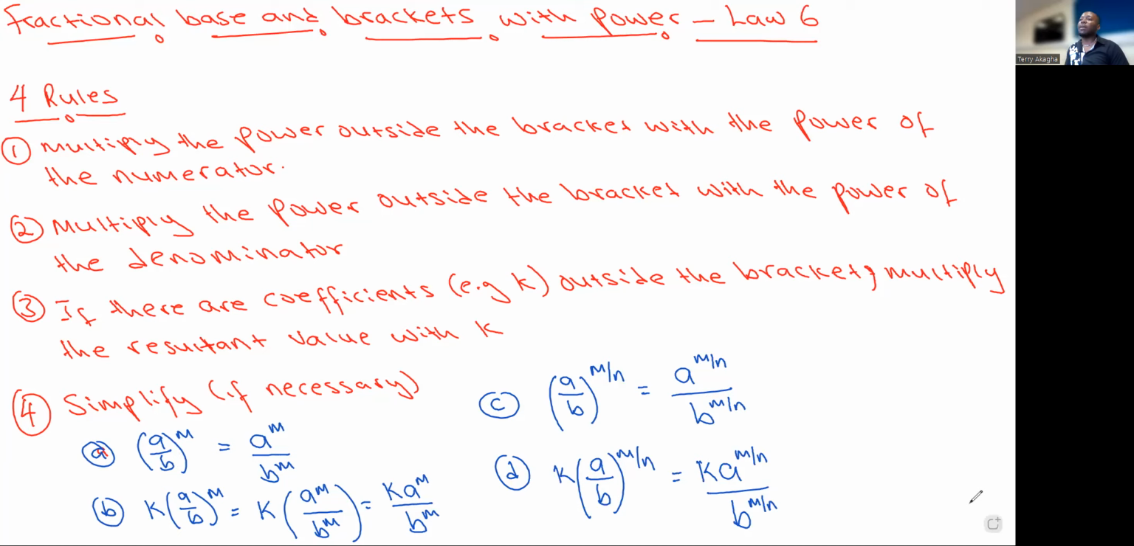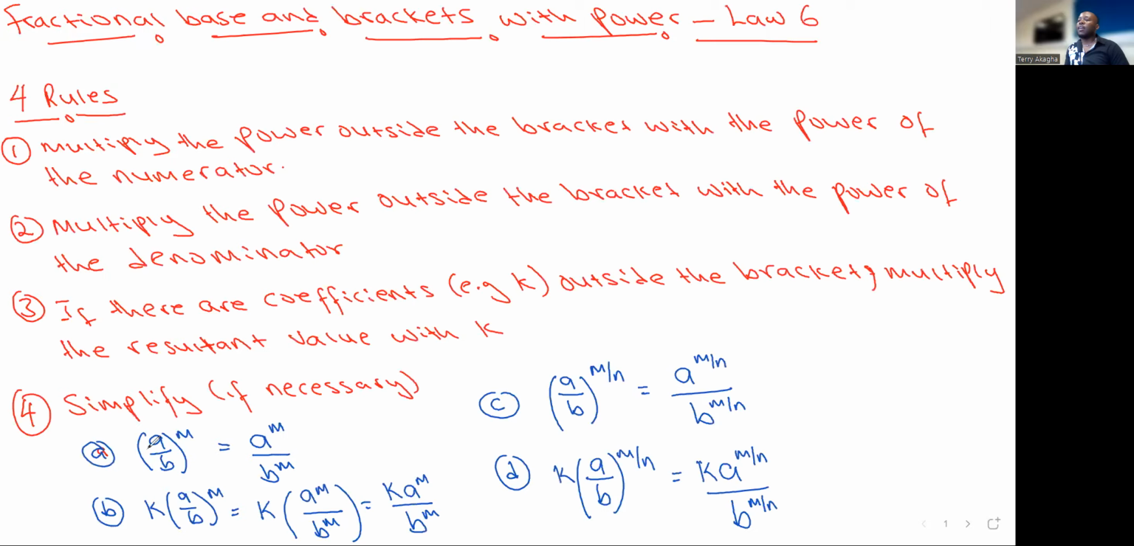So let's pick some examples now and see how we're going to go about it. So let's assume we have (2a over 5) all raised to the power what? 2. So remember I said the power is going to affect everything there. So this is going to be (2a) all raised to the power 2 divided by 5 raised to the power 2.